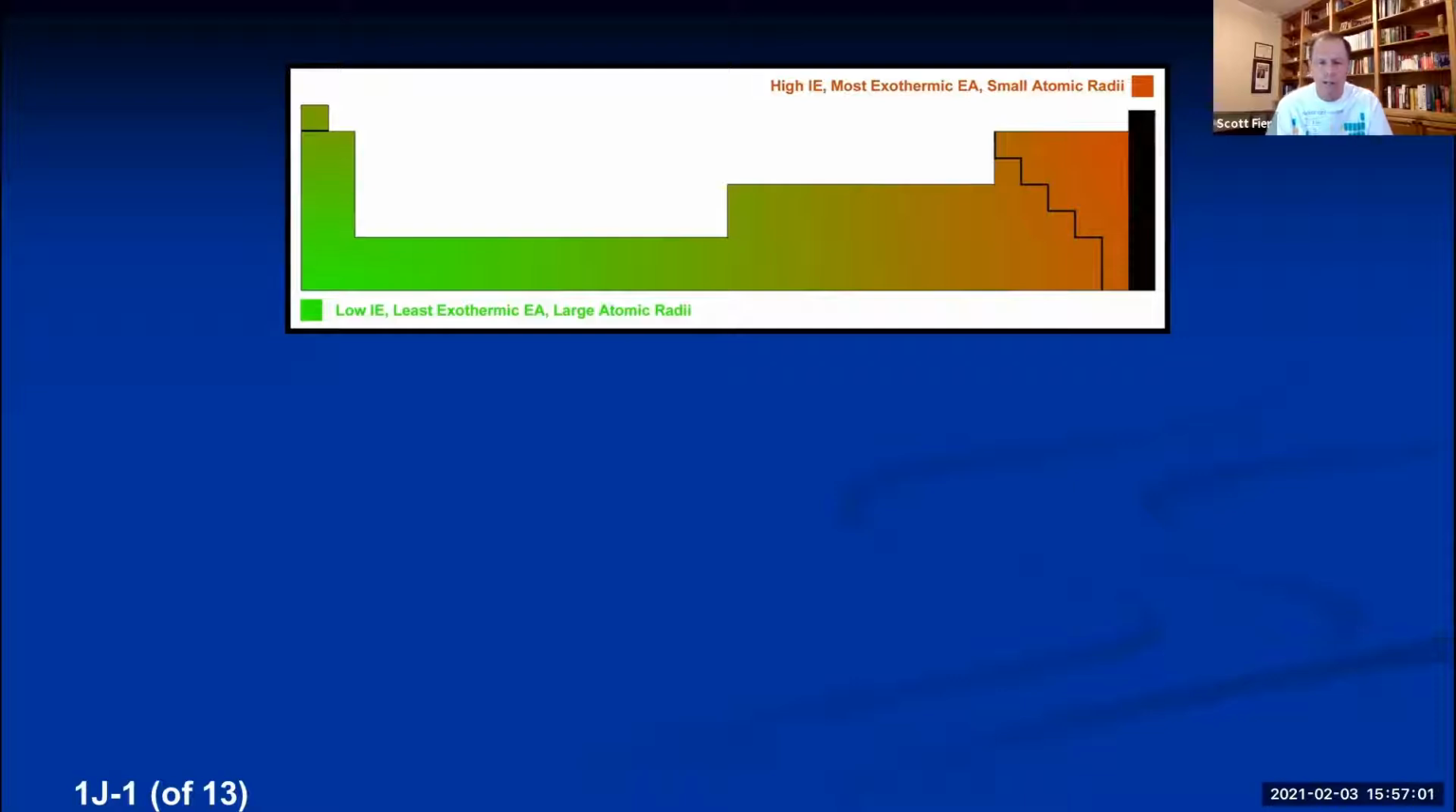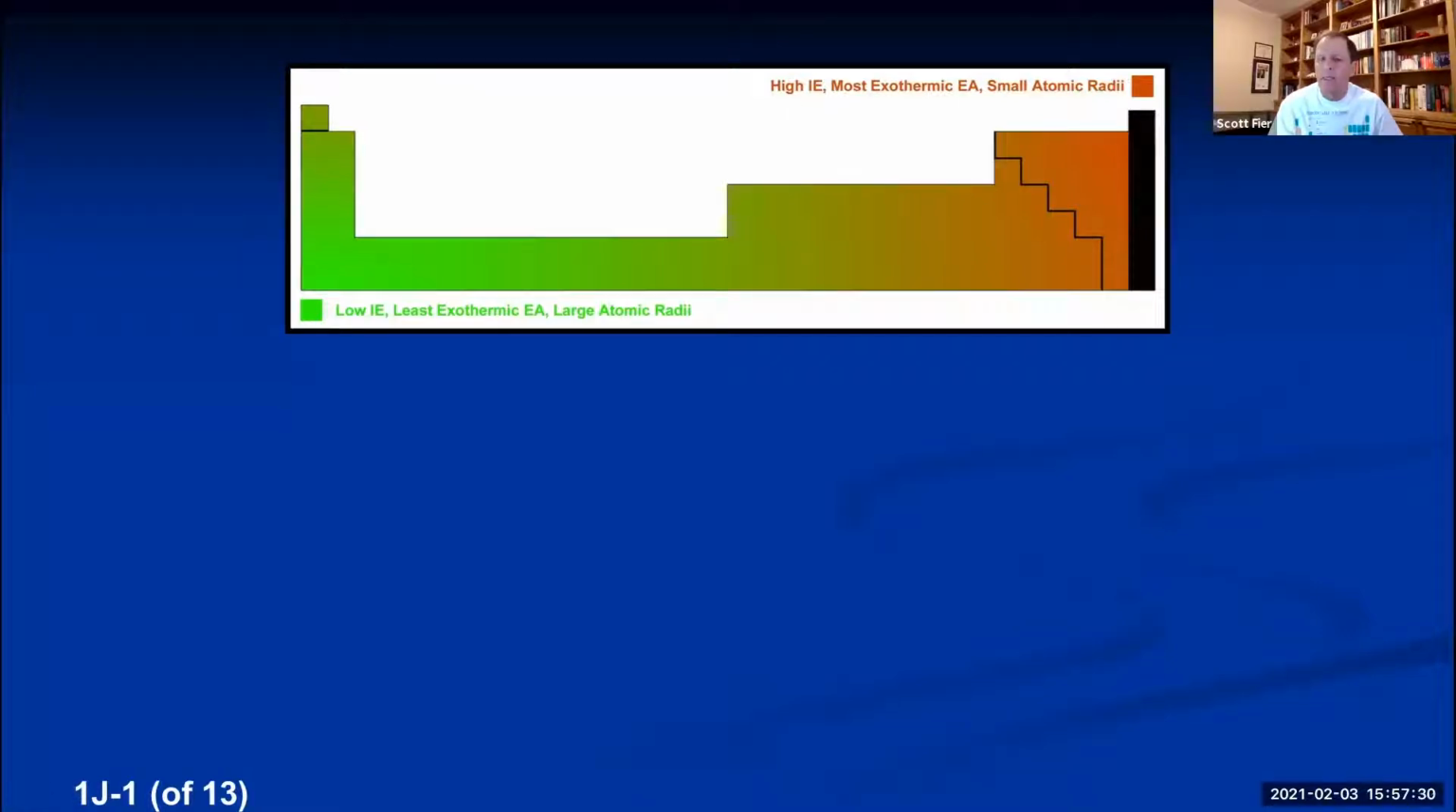This is a gradual trend going from bottom left to upper right, but you can see that I've drawn a little diagonal line here across the periodic table in the p sublevel block. This essentially separates the atoms that we classify as large, with low exothermic electron affinities and low ionization energies, from the atoms up here, which are considered small. They are very exothermic in terms of gaining electrons, and they have high ionization energies.